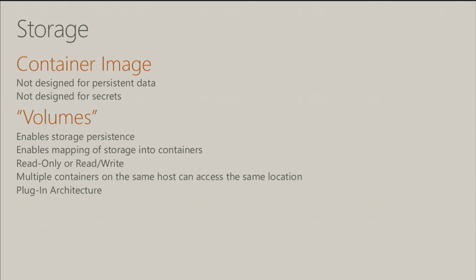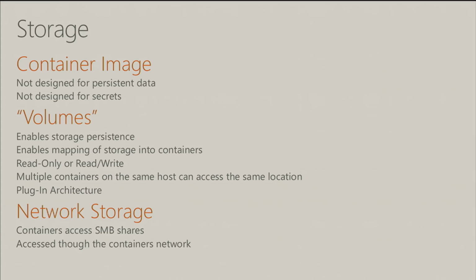What it does is it enables us to have a persistent storage model. We can do read-only and we can do read-write. We can have multiple containers accessing that same location at the same time. And there's a notion of a plugin architecture. And then lastly, we can do network storage. So this is the obvious one. A container from an SMB share can talk out.